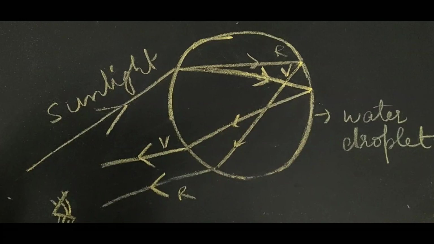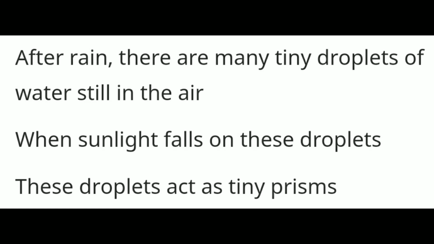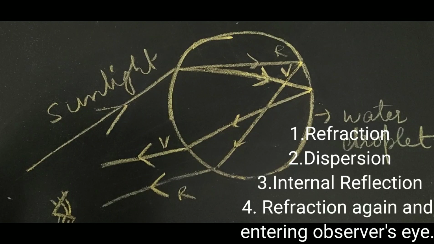Now if you are asked in exam, you are not going to give so much detail. You will simply draw the ray diagram properly, labeling everything. You will write that rainbow appears after rain, as there are many tiny droplets of water still in the air. When sunlight falls on these droplets, they behave like tiny prisms. And then you will state the 4 steps of formation of rainbow. First is refraction, then dispersion, then internal reflection, and finally again refraction and entering the observer's eye.